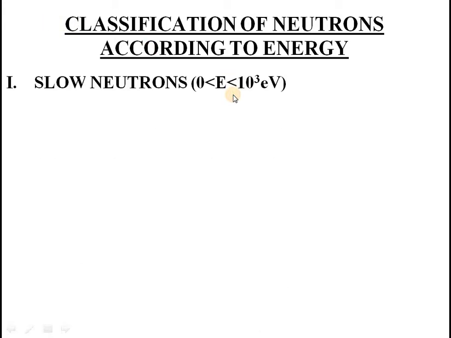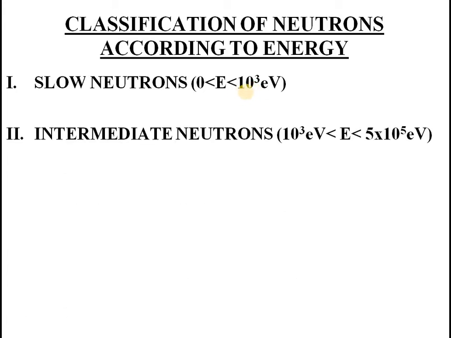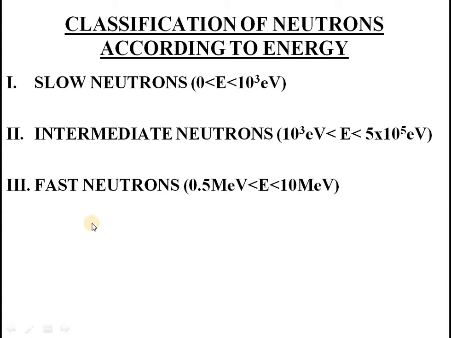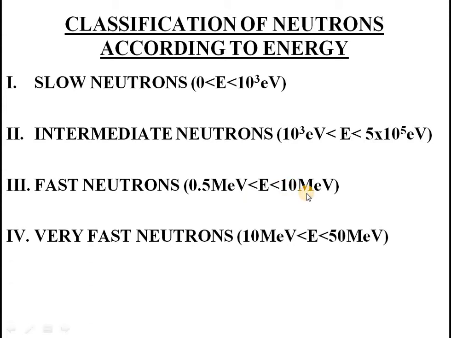We can classify the neutrons according to their energy. If the energy ranges from 0 to 10 raised to 3 electron volt, we call them slow neutrons. The next class of neutrons is intermediate neutrons. Their energy ranges from 10 raised to 3 eV to 10 raised to 5 eV. The third class is called fast neutrons, used in nuclear reactors, 0.5 MeV to 10 MeV. And the fourth classification is very fast neutrons, whose energy varies from 10 MeV to 50 MeV.